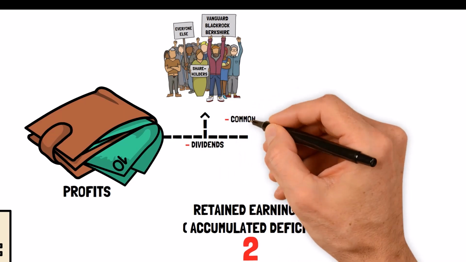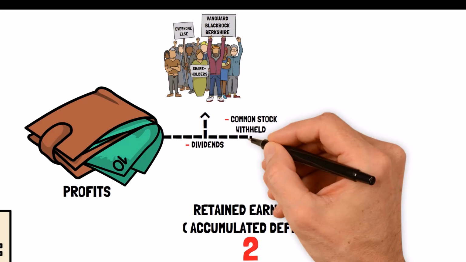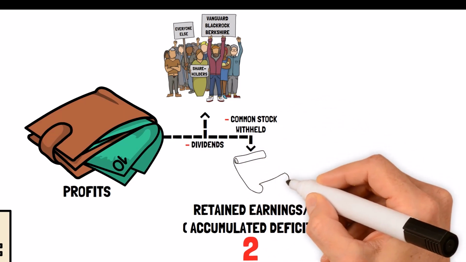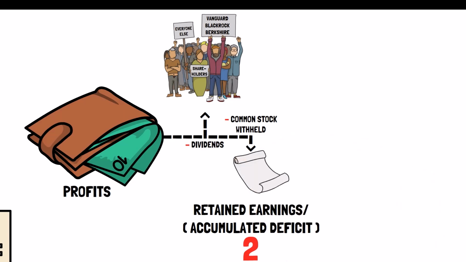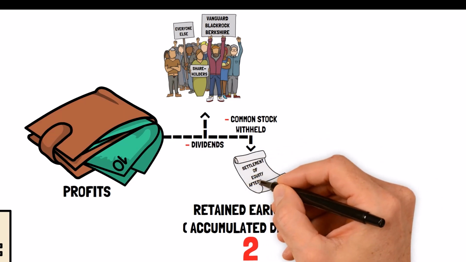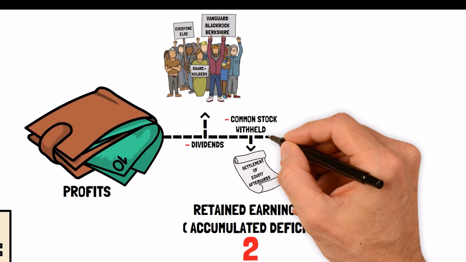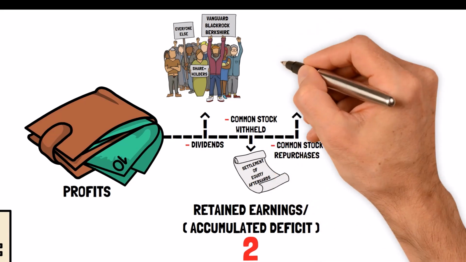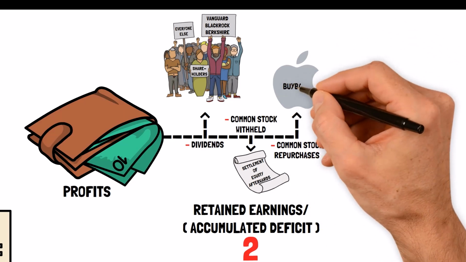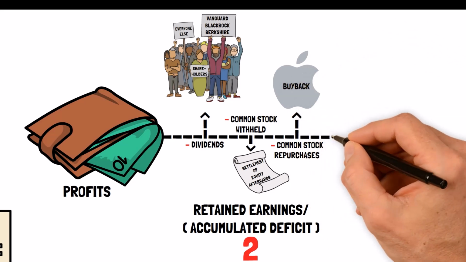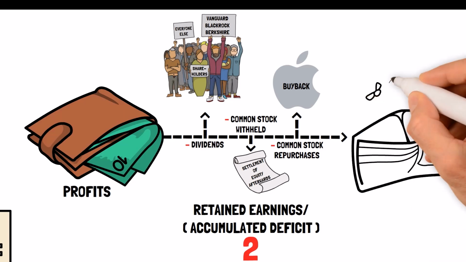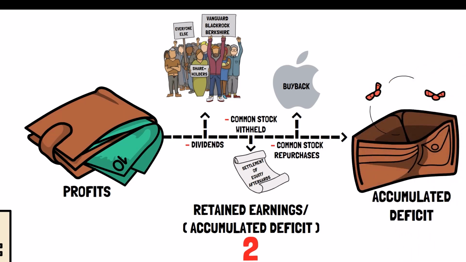Additionally, common stock withheld is subtracted, which can be used for tax withholding as a retention of income tax from the paycheck for settlement of equity afterward. Finally, subtracting all the common stock repurchases, meaning all of Apple's share buyback during the period. Left is the retained earnings, or, in this case, an accumulated deficit.